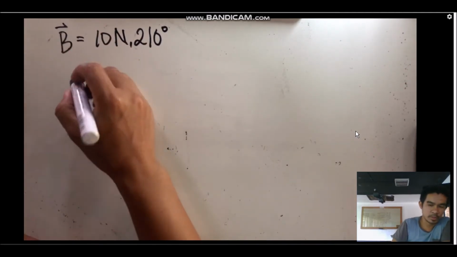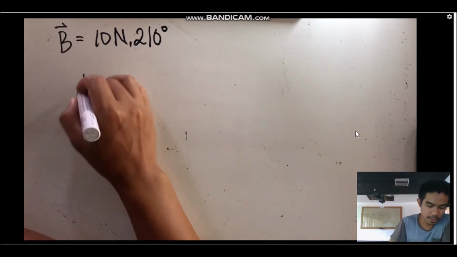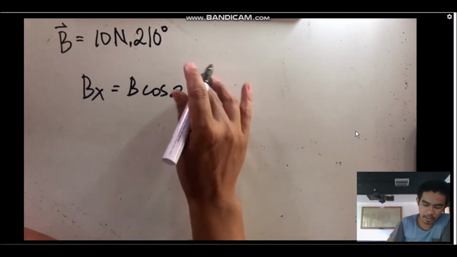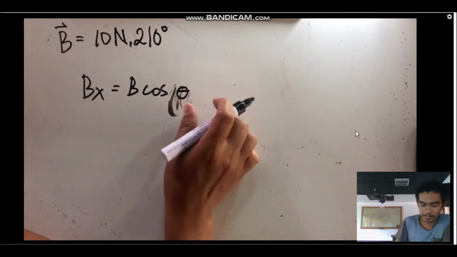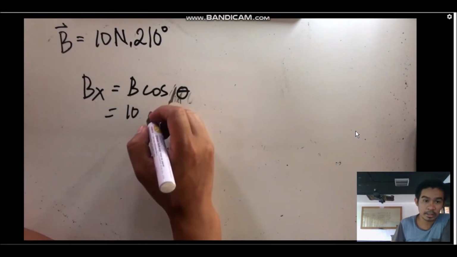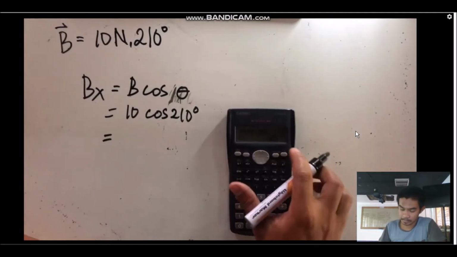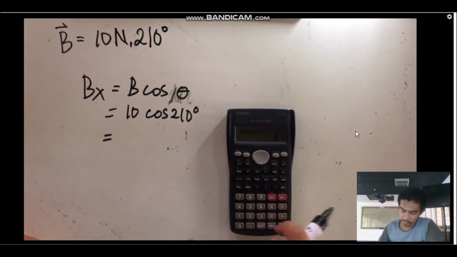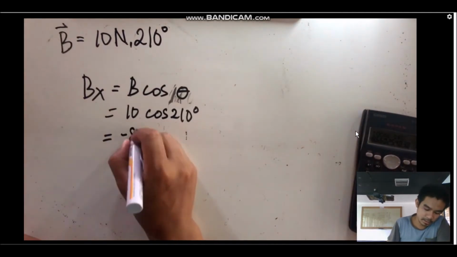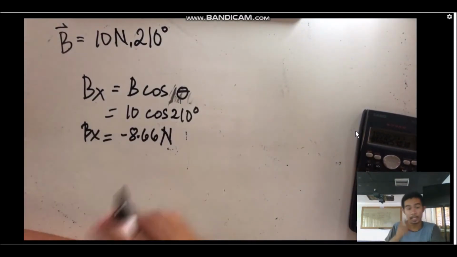So we'll have to determine first the x component of vector B. So B of x equals B cosine theta. So what is B? The magnitude of vector B, that's 10 Newtons. So you have 10 cosine of 210 degrees. So let's calculate. That's approximately negative 8.66 Newton. That's the x component. How about the y component?